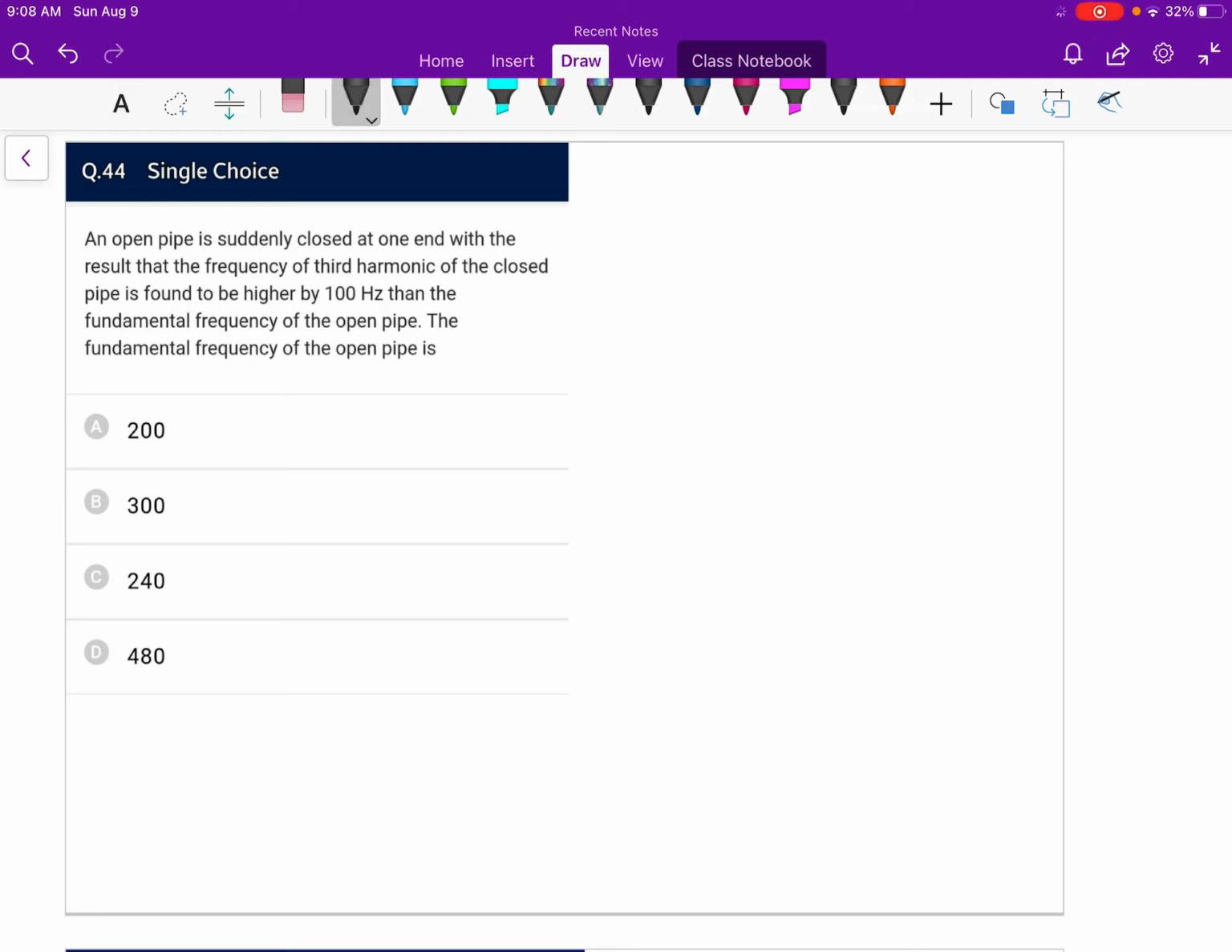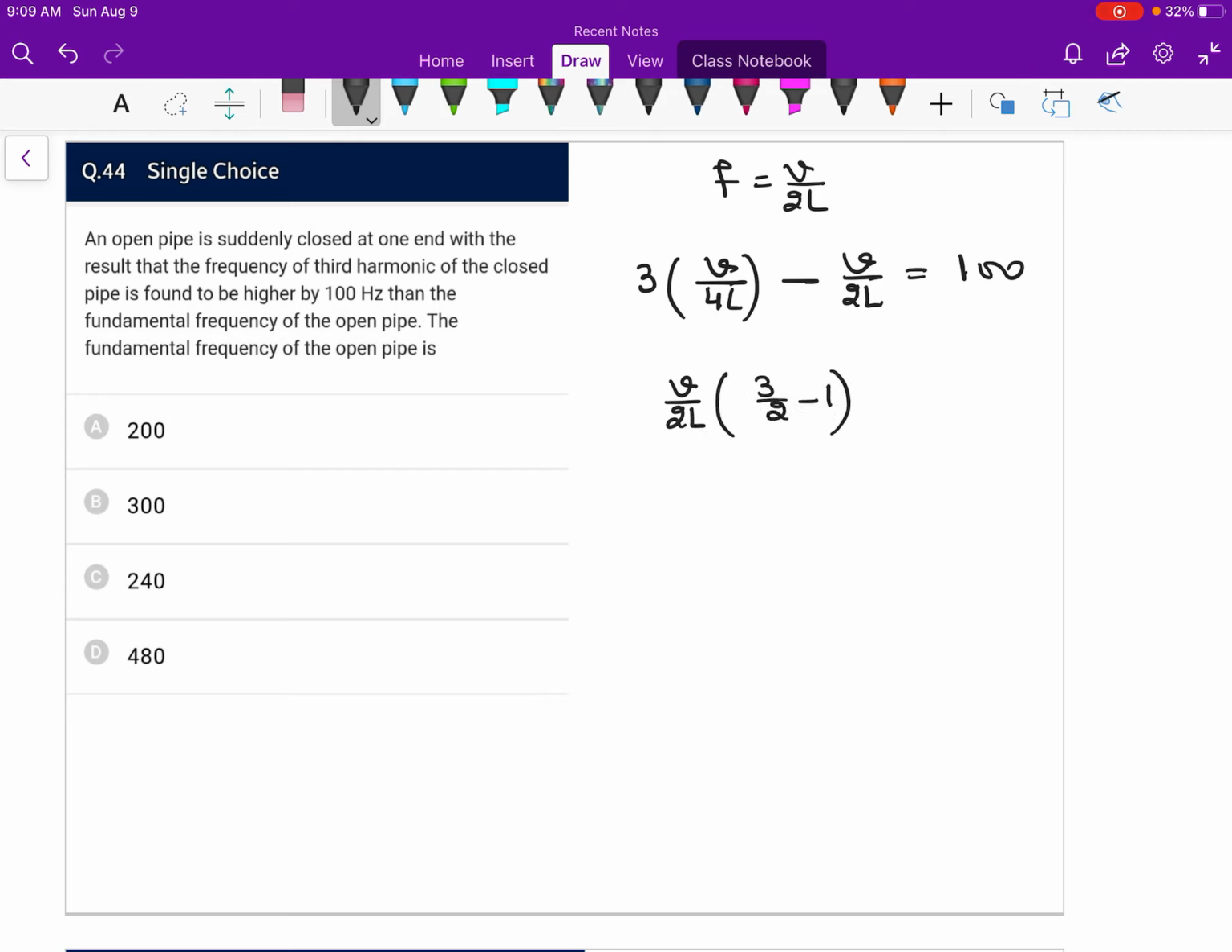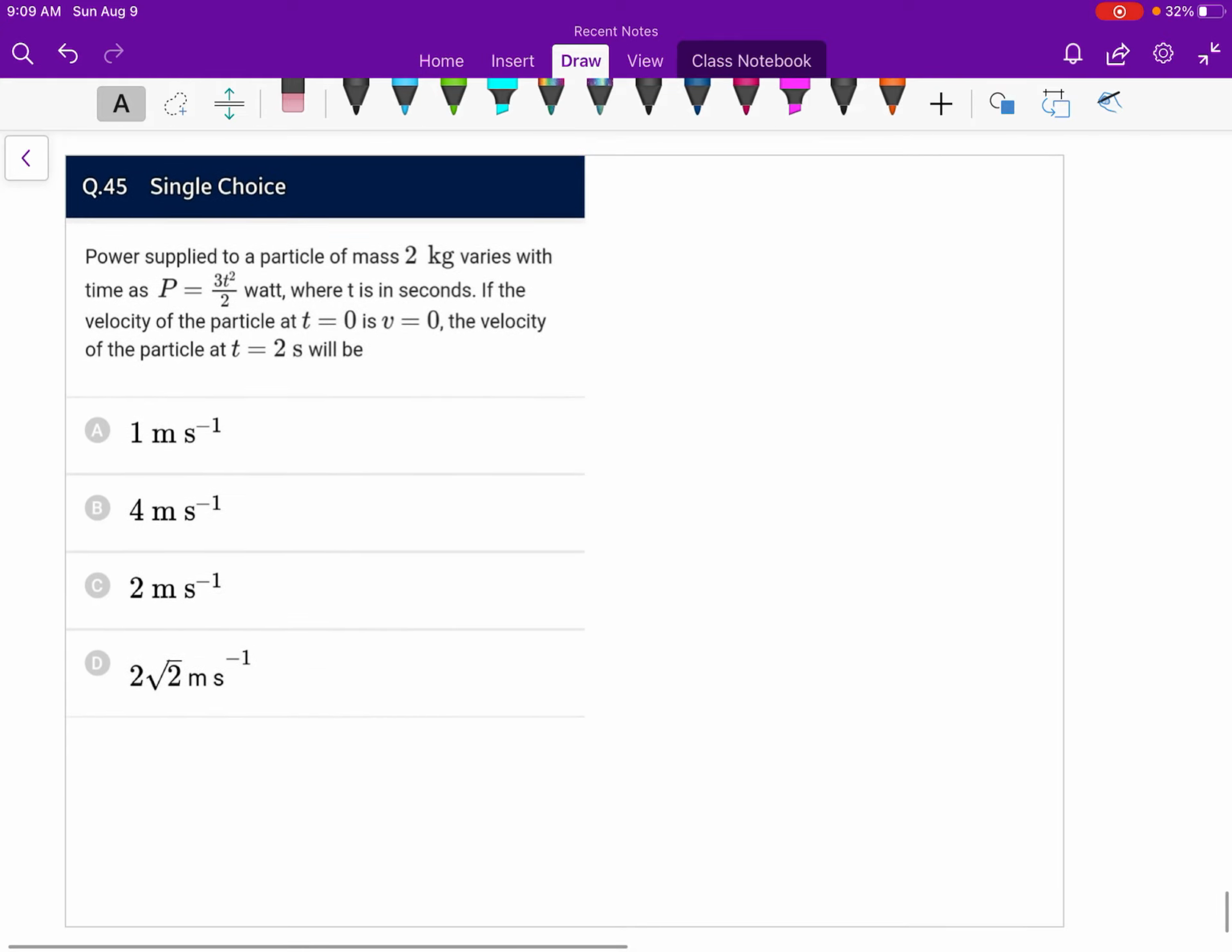An open pipe is suddenly closed at one end, so that the frequency of the third harmonic of the closed pipe. So third harmonic of closed pipe is 3 times V/4L, and open pipe fundamental frequency is V/2L, and this is given 100. Now we need to find out the fundamental frequency. Fundamental frequency is V/2L. So let's take V/2L common. So this is (3/2 minus 1) equal to 100. So V/2L is 200 hertz. So A is the correct option.